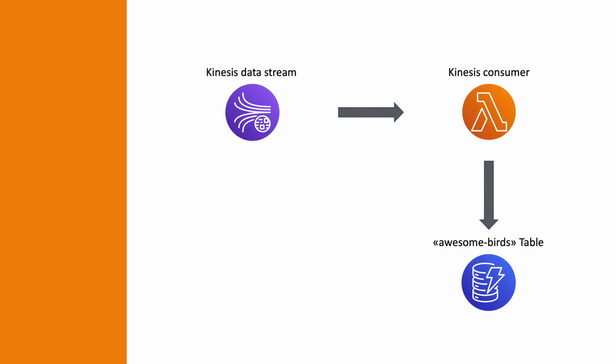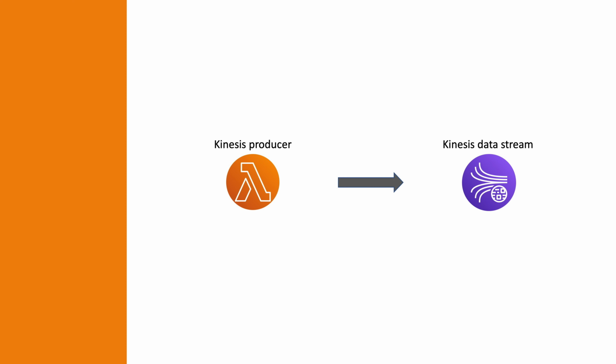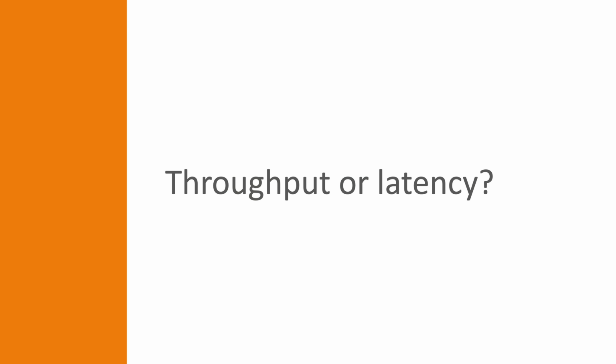So, previously we created a Kinesis stream and a Lambda function that can consume records from that stream. In this video, on the other hand, I'll show you how to write a Lambda function which can produce messages to that stream. What do you need to know when creating a Kinesis producer? Well, a good start is to find out what's most important for you, throughput or latency. So, why is that important?